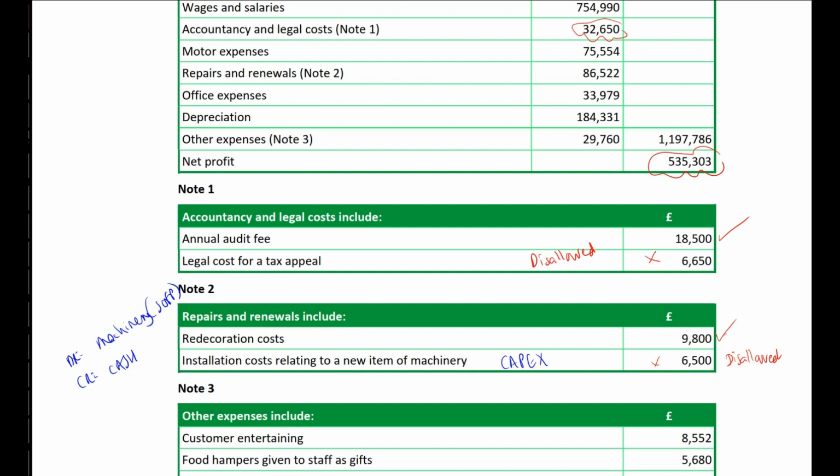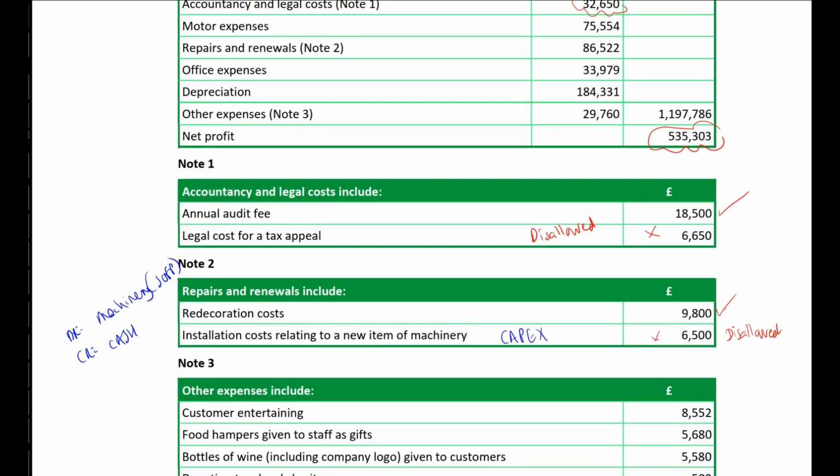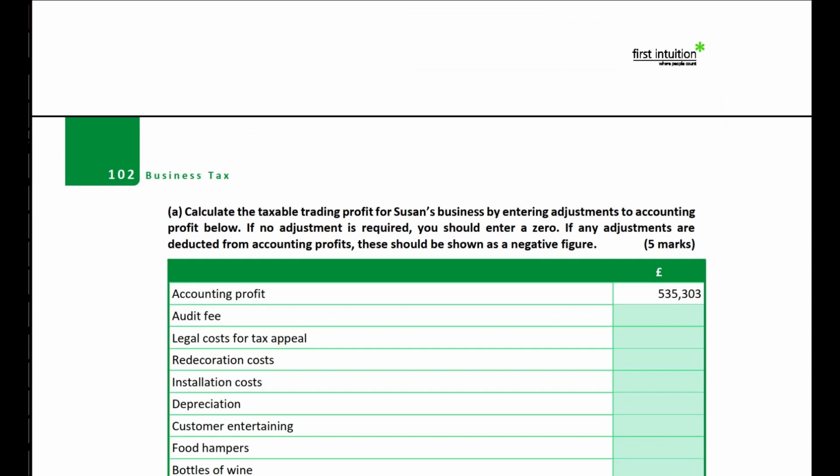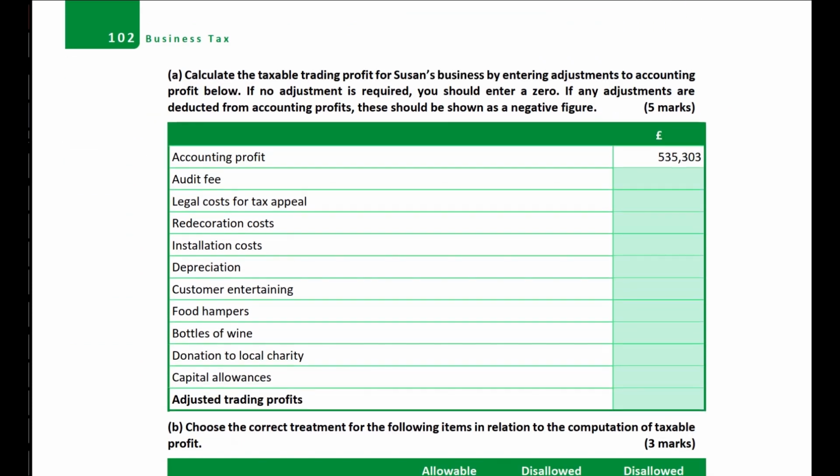That's another disallowed item. And what we probably ought to do as we go along, just so we don't lose track at the end, is in our pro forma here, where we are going to calculate the taxable trading profit for Susan, start adding back the various things that we've discussed. The audit fee we said was absolutely fine, so I don't need to do anything with that one. We said we would add back the tax appeal. I think that was note 1.